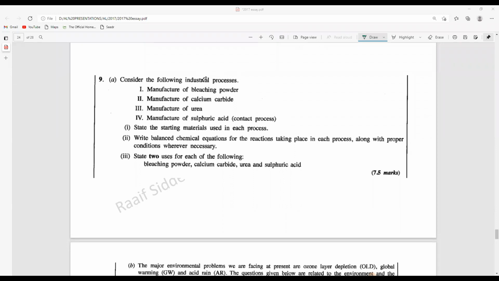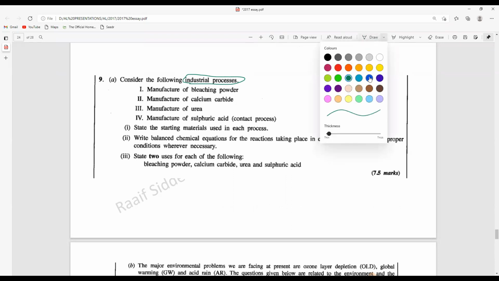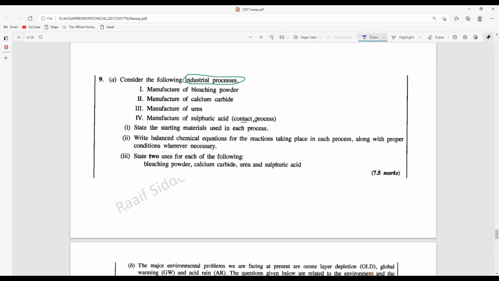Right, so this is related to a few industrial processes: manufacturing of bleaching powder, calcium carbide, urea, and sulfuric acid through the contact process. We have already discussed all these processes, if you can remember. First question is: state the starting materials used in each process. So we will come from the bottom.